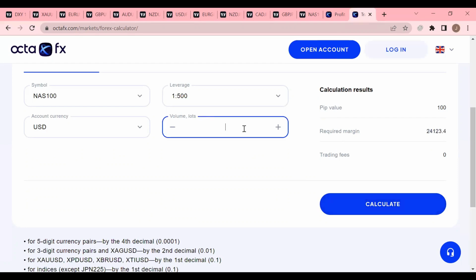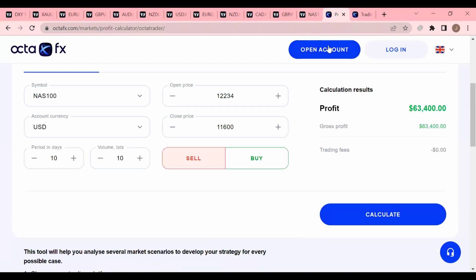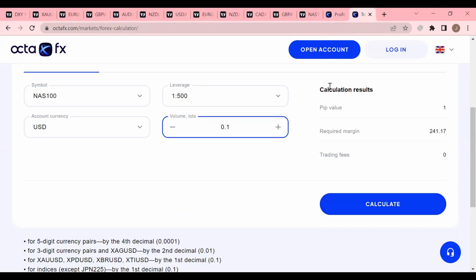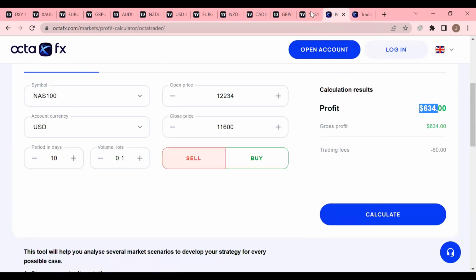Then let's say 0.1 lot. You need $241. So with a $2,000 account, you can take this trade at 0.1 lot. How much will you make if you're using 0.1 lot? On NASDAQ it depends. Going up 1,200, coming down, it makes 34. So it's a good trade that you can swing. Take days, just a few days.